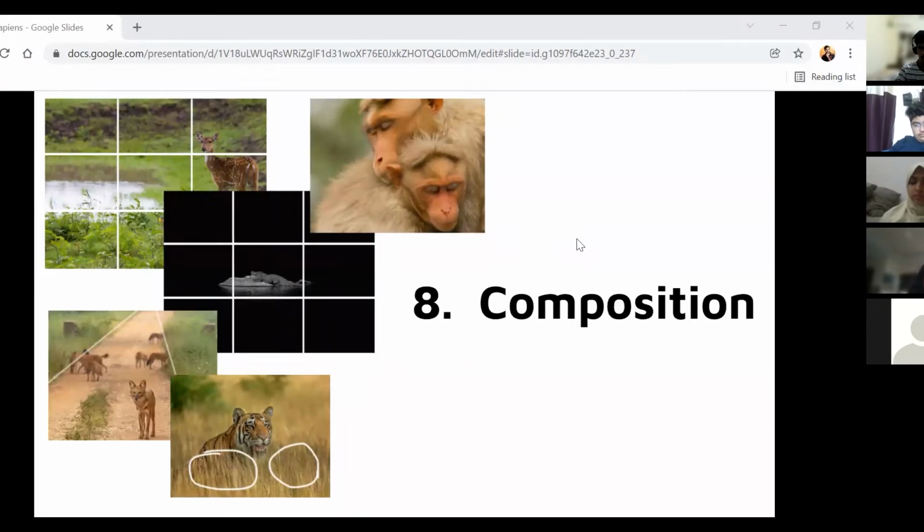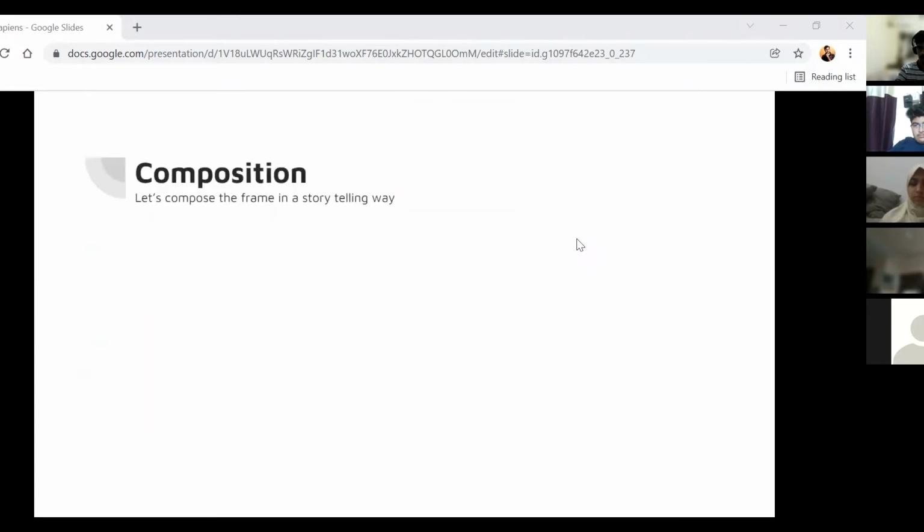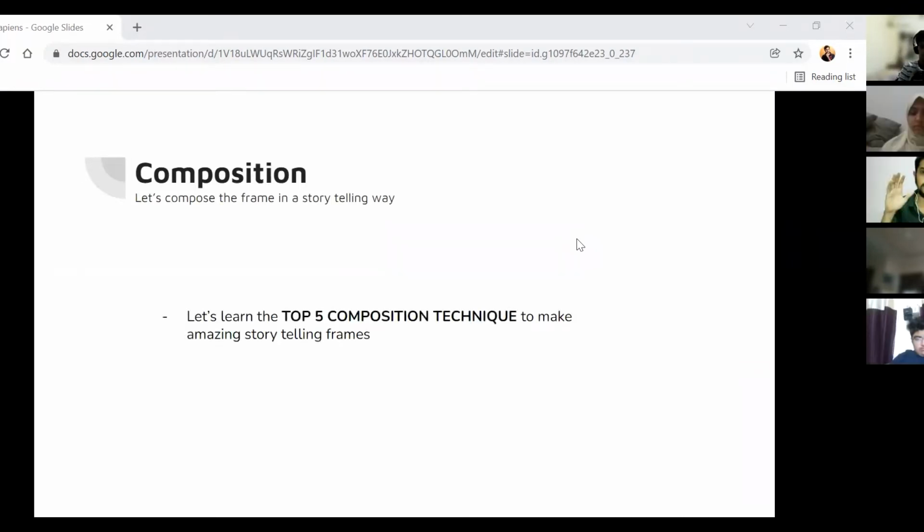This is how we actually saw. When you get onto focus, you have to compose your particular images. This is actually how you compose your particular frame. There are top 5 composition techniques that help you create a storytelling frame.